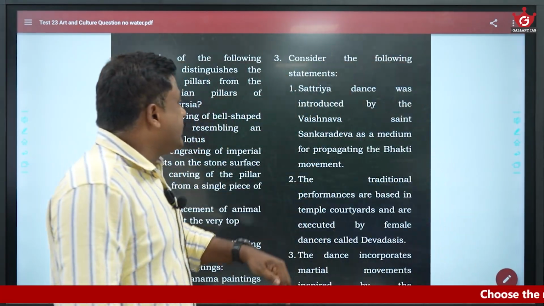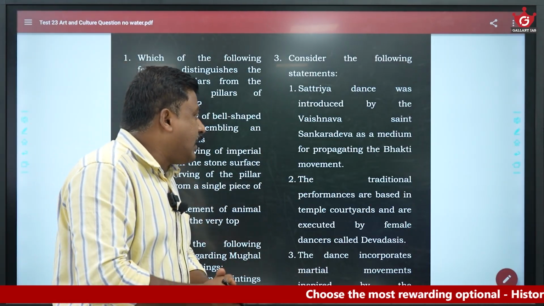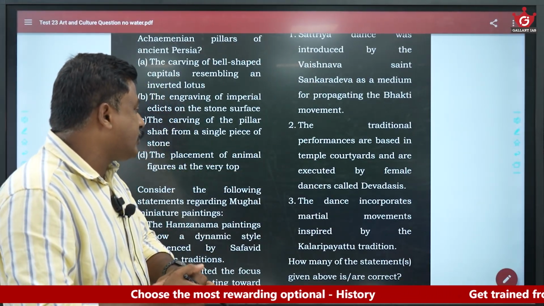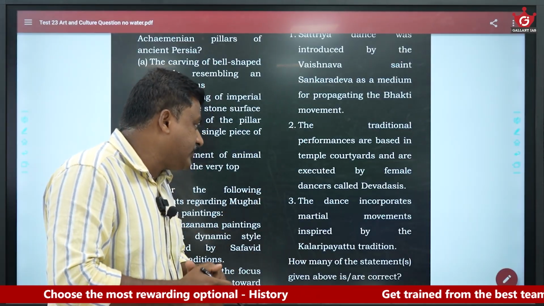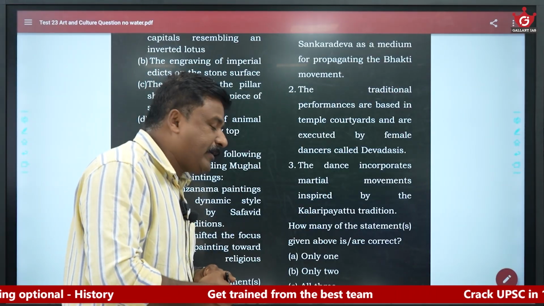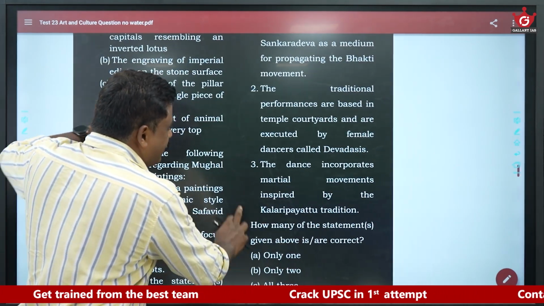Moving on to question number 3. Satriya dance was introduced by Vaishnava saint Shankaradeva as a medium of propagating the Bhakti movement. The traditional performances are based in temple courtyards and executed by female dancers called the Devadasis. The dance incorporates martial movements inspired by Kalaripayattu traditions. So all the three are different elements here. Just look into this.